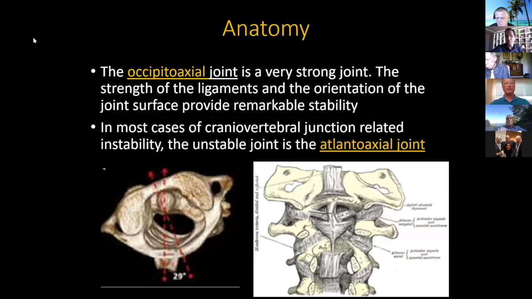If you look at the anatomy of the region, the occipitoaxial joint is a very strong joint, and the strength of the ligaments and the orientation of the joint surface provide remarkable stability. So the disturbance of the occipitoaxial joint is quite uncommon. However, atlantoaxial joint disturbance or instability at this joint is quite common, and many instabilities at the region are really just atlantoaxial joint instability.